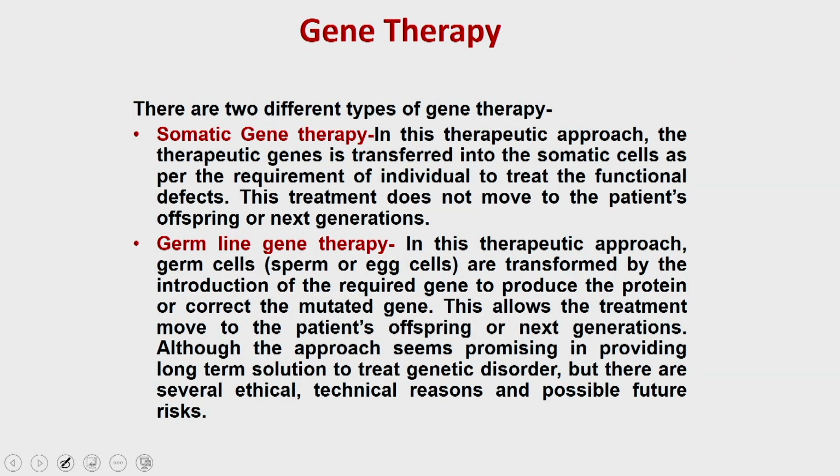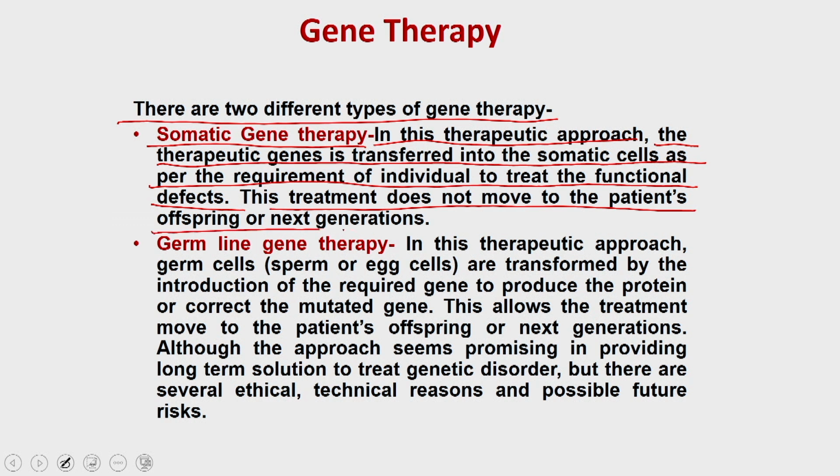Gene therapy is of two types. Gene therapy could be somatic gene therapy. In this therapeutic approach, the therapeutic gene is transferred into the somatic cells as per the requirement of the individual to treat the functional defects. This treatment does not move to the patient's offspring or next generation. An example of somatic gene therapy is diabetes.